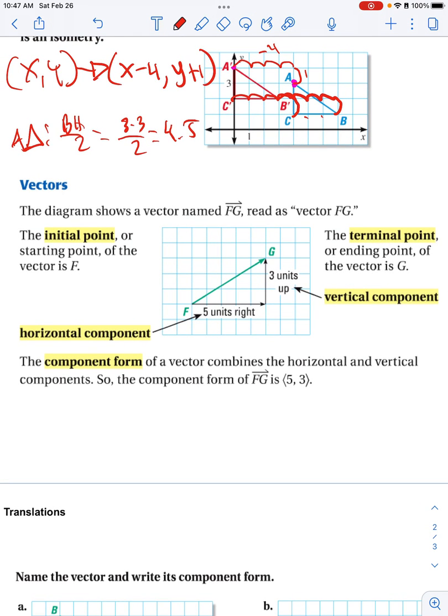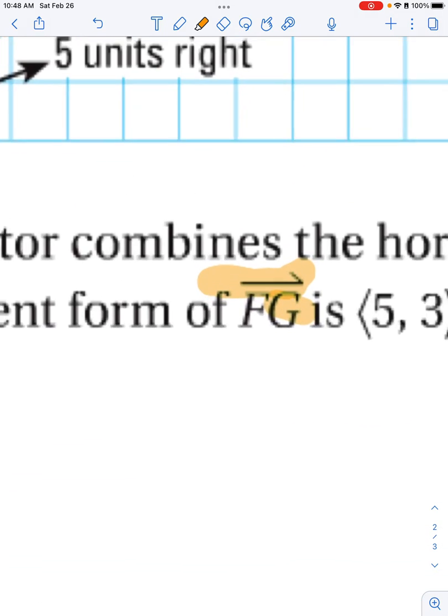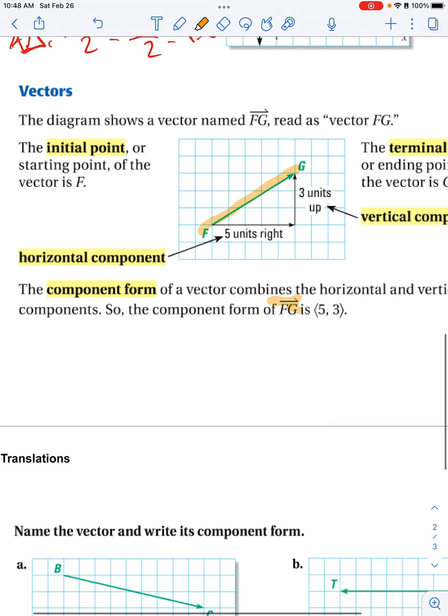Vectors. We've got our initial point, which is our starting point, and the terminal point is the ending point. Your horizontal component is how far left or right, and your vertical component is how far up or down. We write vectors in component form, which combines the horizontal and vertical components. For this line FG, you show it's a vector with half of an arrow, so you just have one side of it. Where do we get our component form? It's 5 units to the right, 3 units up.